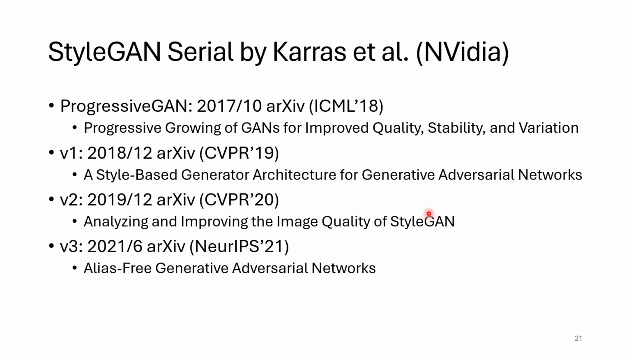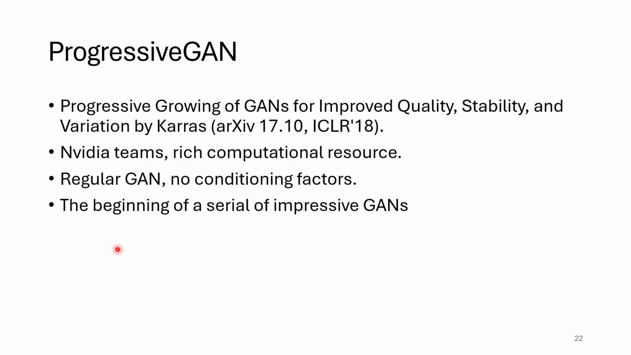In the beginning, the scale GAN 0 is not called StyleGAN, it is called Progressive GAN. And then there is StyleGAN V1, V2, V3. All of them are from NVIDIA. So this is very amazing, impressive work over 4 years. So what is Progressive GAN?